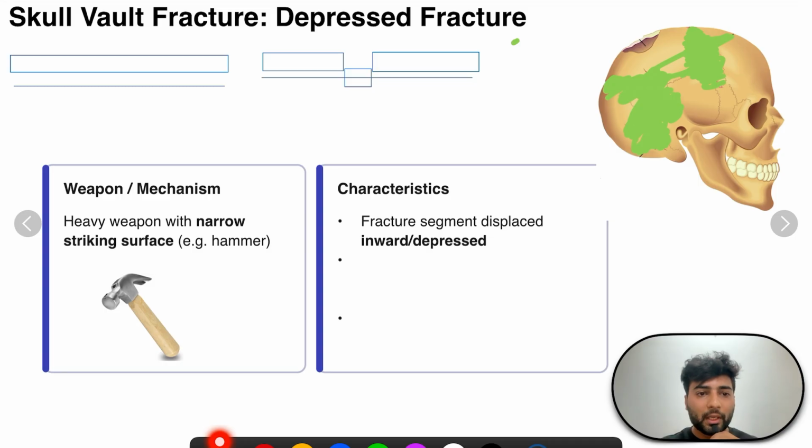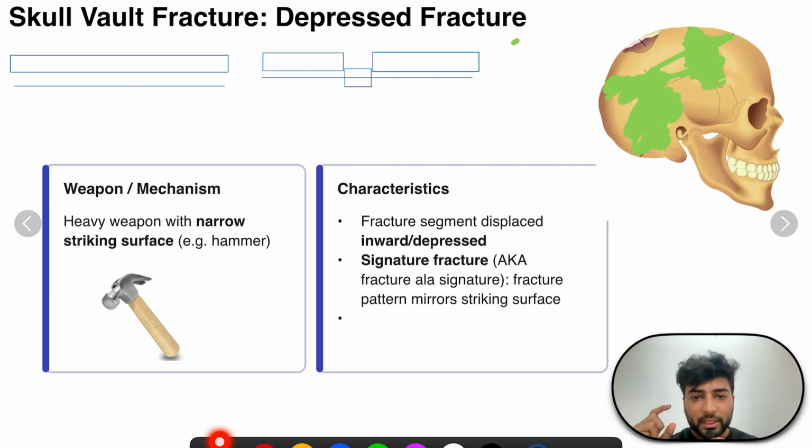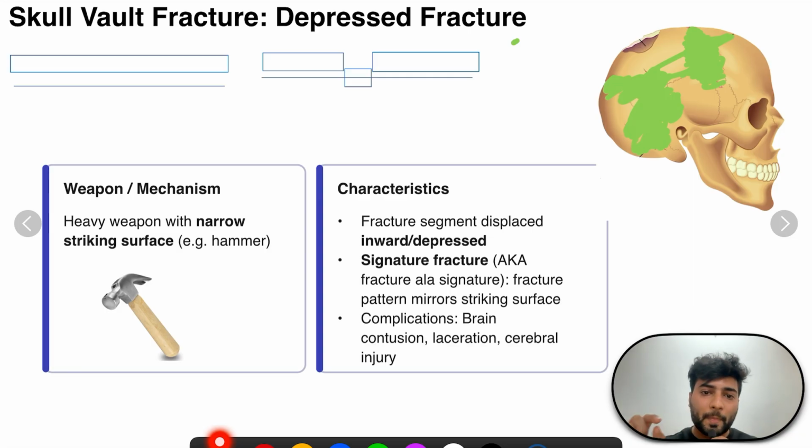So a narrow striking surface weapon is used and the fracture segment is displaced inwards. It is also called a signature fracture. Why? Because whichever type of weapon we used, that type of segment is depressed. So the weapon is putting its signature mark over there, and it is causing complications like brain contusion, laceration and cerebral injury. So we have an injury in the brain.